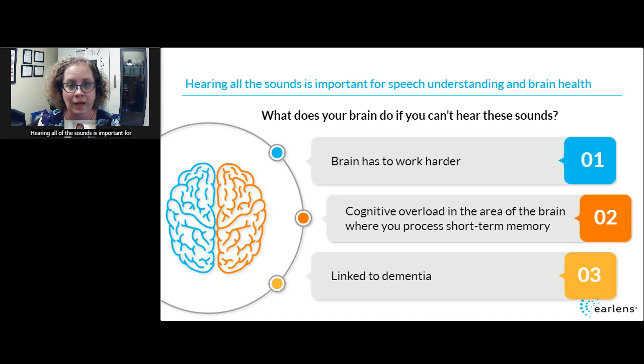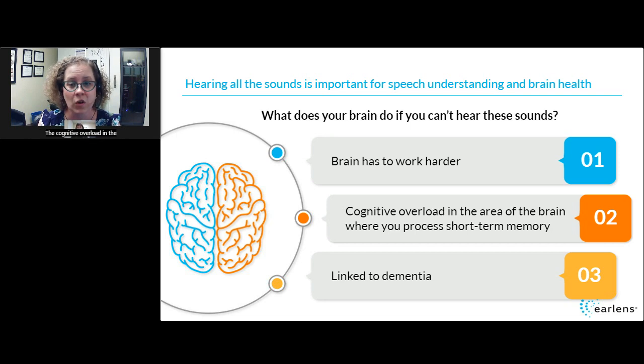Hearing all of the sounds is important for speech understanding and brain health. So what does your brain do if you can't hear these sounds? The brain has to work harder, meaning it probably directs you to look at someone's face and uses the visual system of your brain to grab more information. And all of us have discovered this most importantly over the last 3 years when the COVID-19 pandemic hit and everybody had to wear masks.